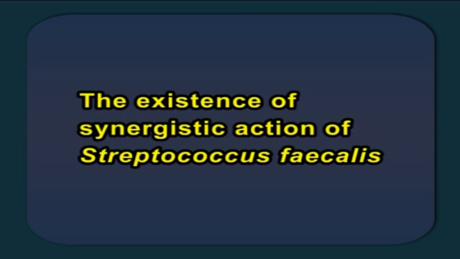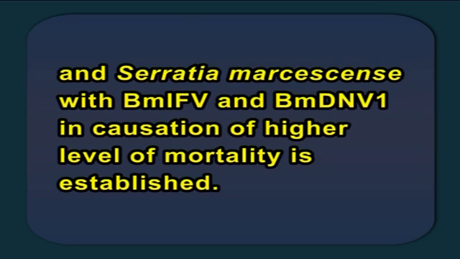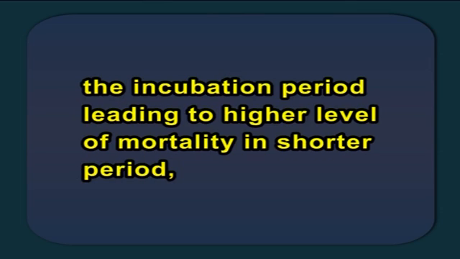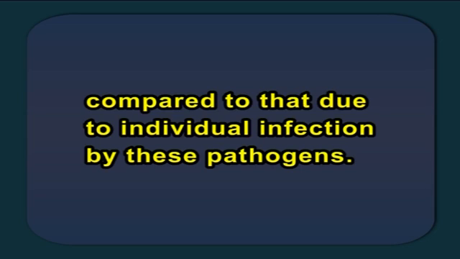The existence of synergistic action of Streptococcus faecalis and Serratia marcescens with BMIFV and DNV in causation of higher level of mortality is established. Streptococcus species, Staphylococcus species and Serratia marcescens with BMIFV and DNV were reported to shorten the incubation period, leading to higher level of mortality in shorter period compared to that due to individual infection by these pathogens.